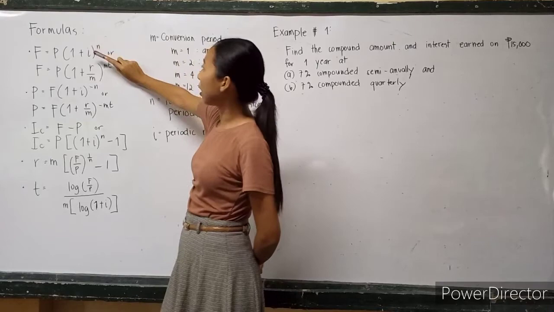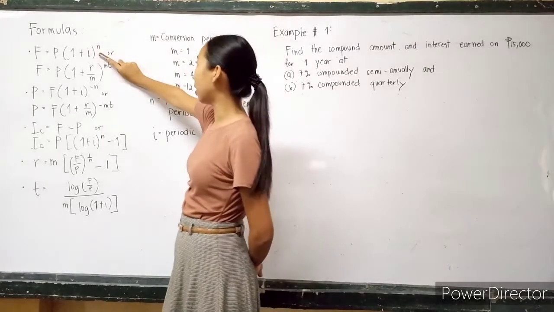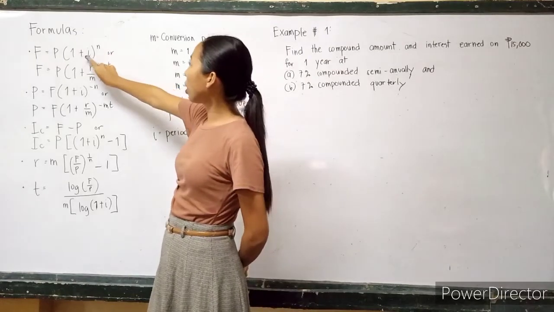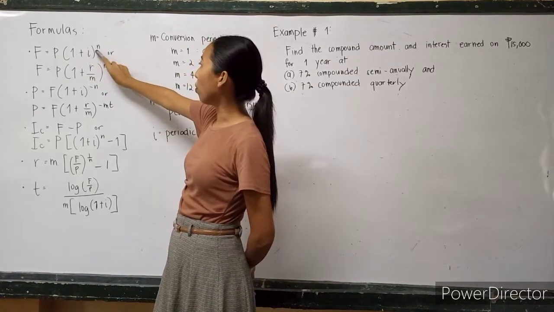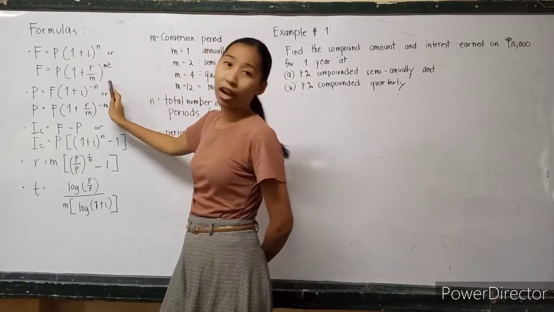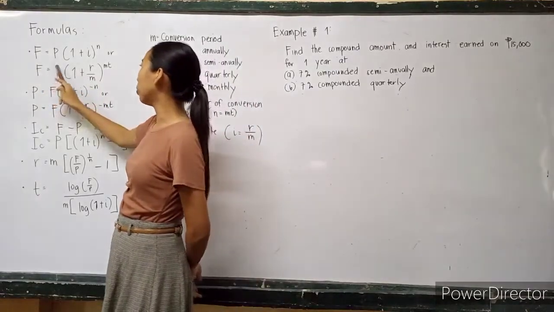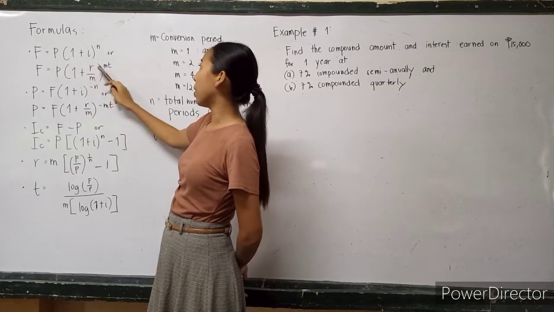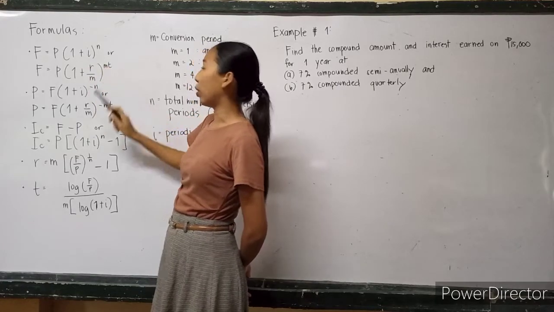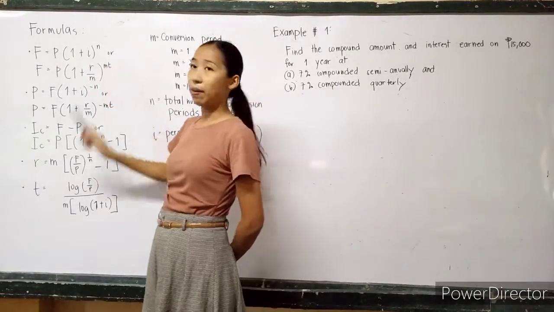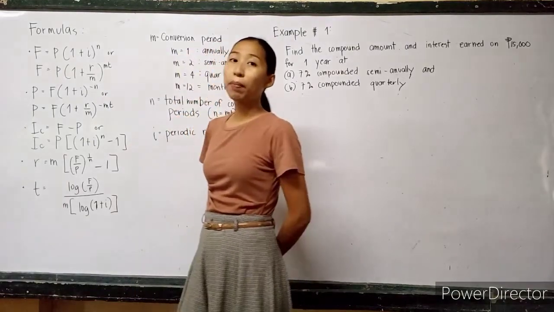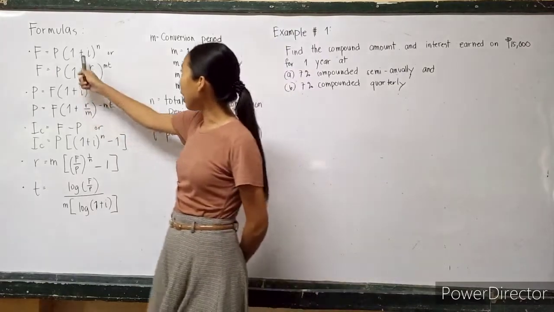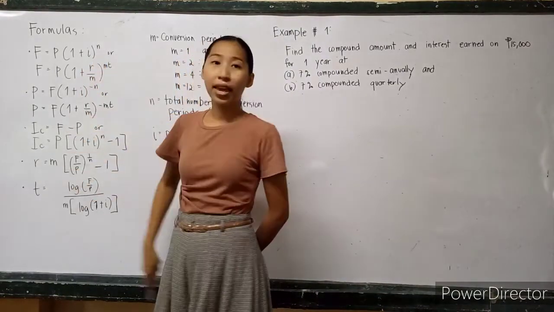Pwede siya, kung ang ganito na to, kay given na diretso si I and si N. Pero kung dili sila given, pwede na ni siya kaning isa ang atong gamiton. F is equal to principal times 1 plus rate over M, raised to the power of M times T. So, yung mga bag-ong variables sa compound interest: we have I, we have N, and we have M.